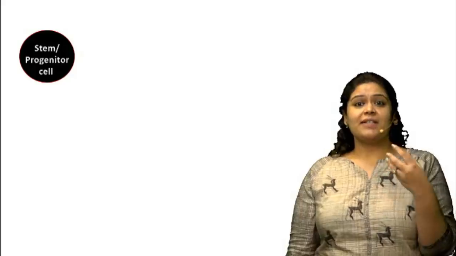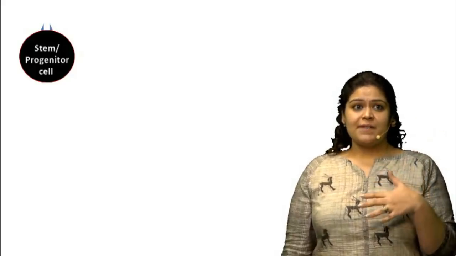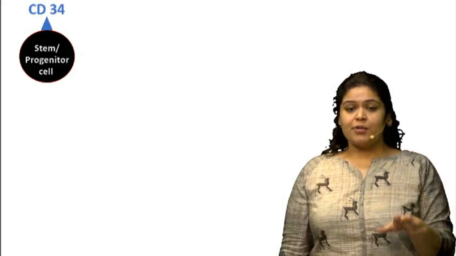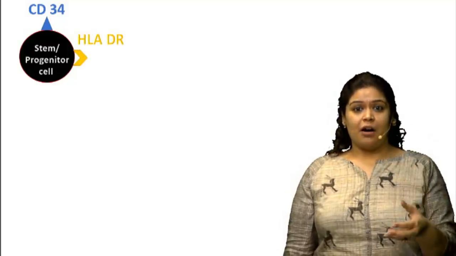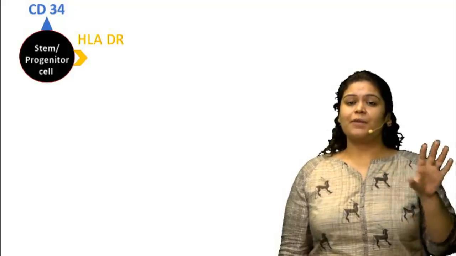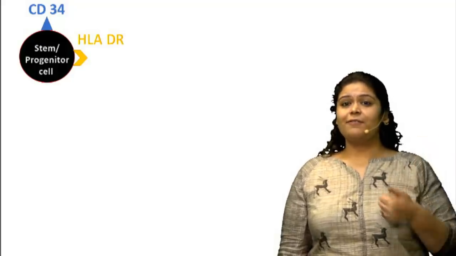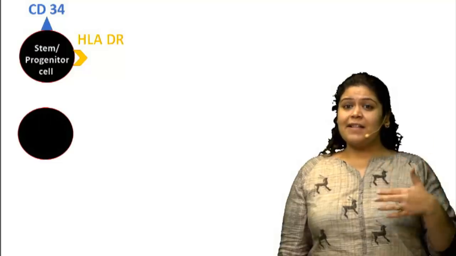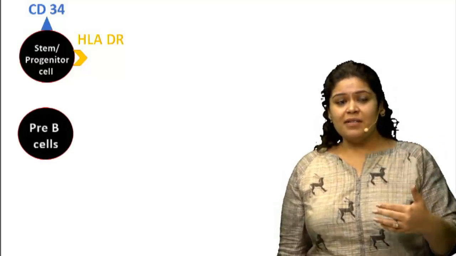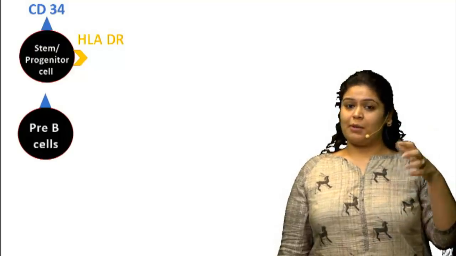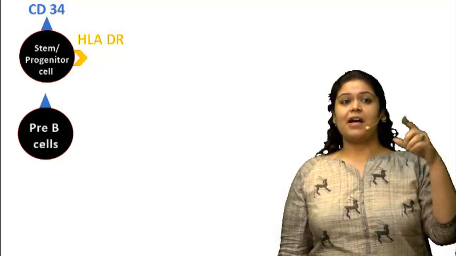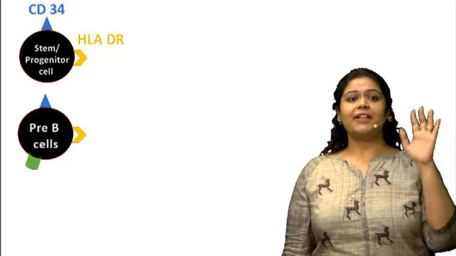So let's imagine a hematopoietic stem cell, or a progenitor cell that it forms. On its surface will be expressed CD34. So remember, CD34 is a marker of stem cells, and also HLA-DR, which we take as a marker of a little bit of immaturity, right? So CD34 and HLA-DR. These cells then give rise to certain precursors like pre-B cells. Pre-B cells, because they're still immature, retain CD34 and retain HLA-DR.